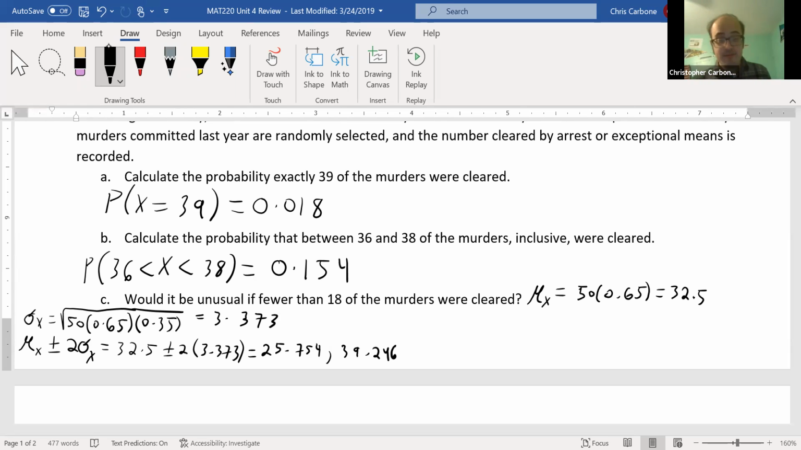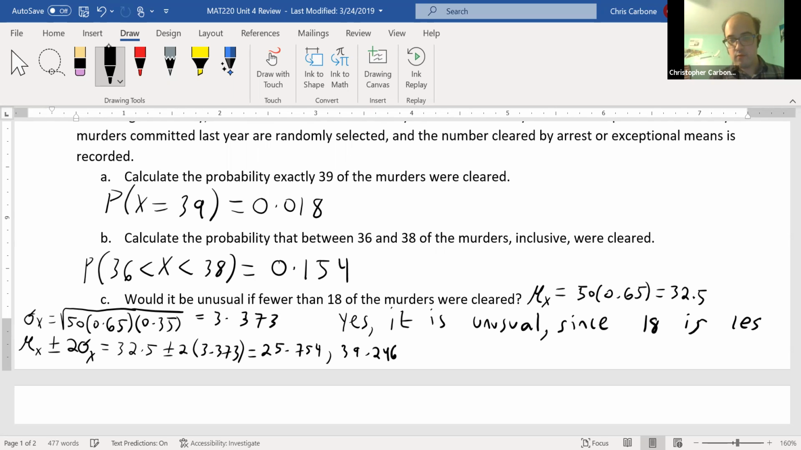The number of 18 and less is less than the lower bound of this. So yes, it is unusual, since 18 is less than the mean minus 2 times the standard deviation.